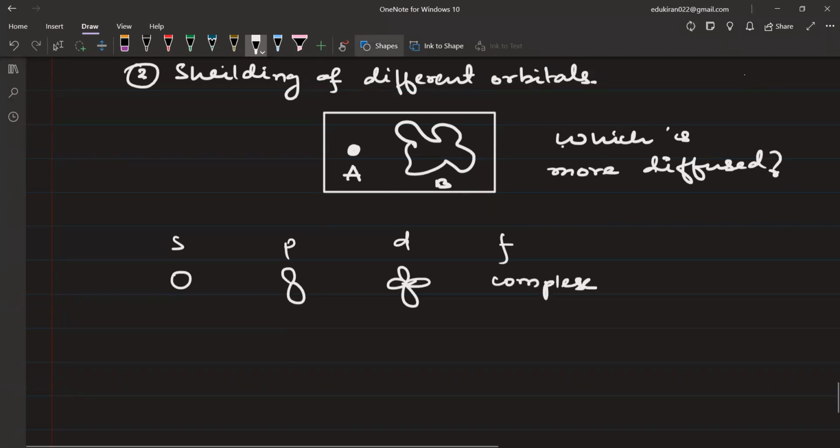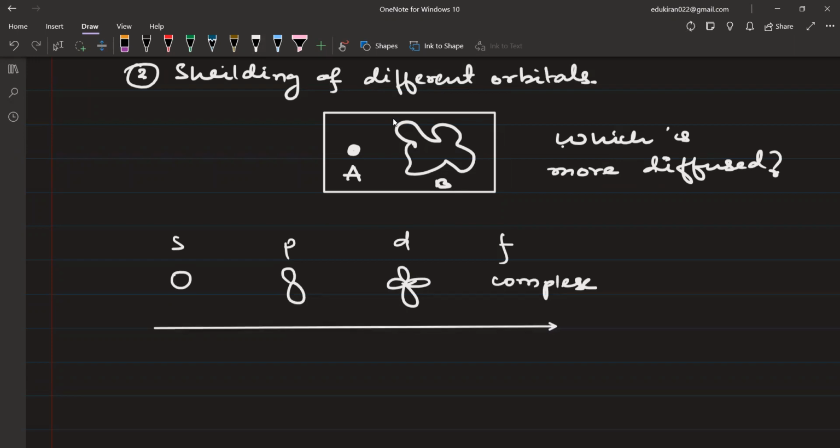Can I say that if I go from S, P, D, and F in this way, what is happening? The diffusion is increasing. F is more diffused. There's an increase in the diffused orbitals, right? F is more diffused than D, then P, then S. Yes or no? All of you got this? Any problem till here?